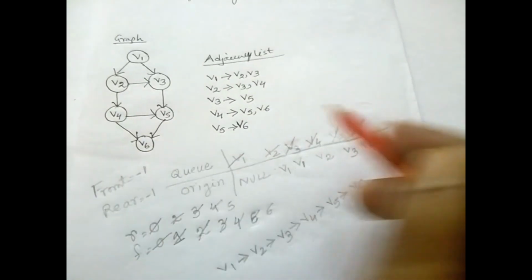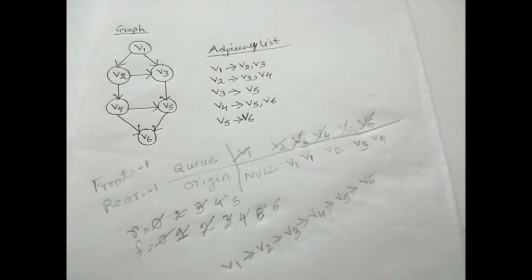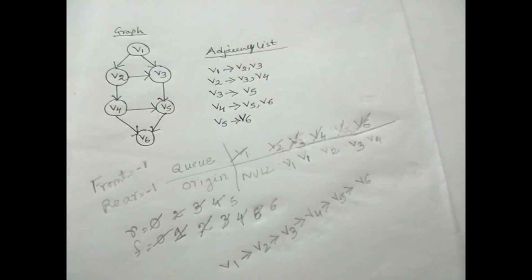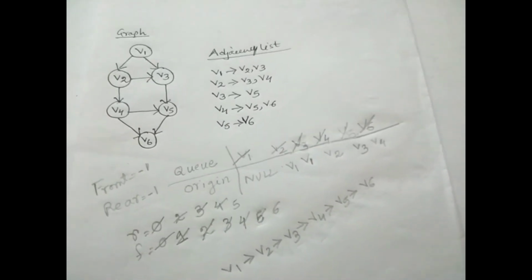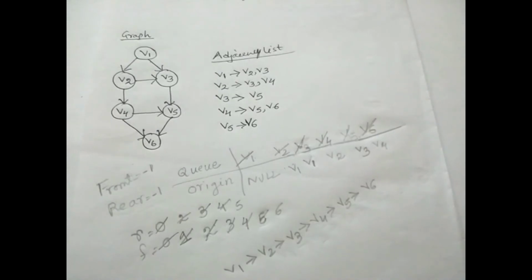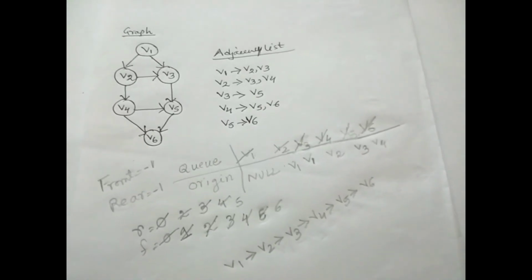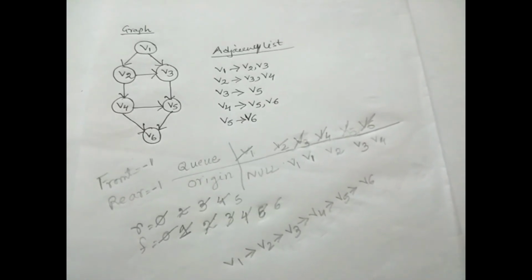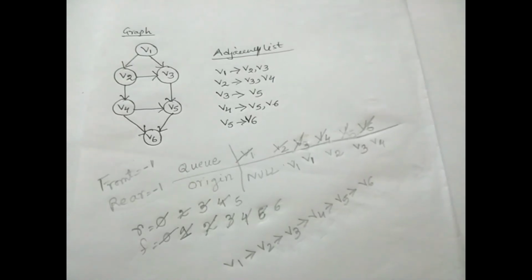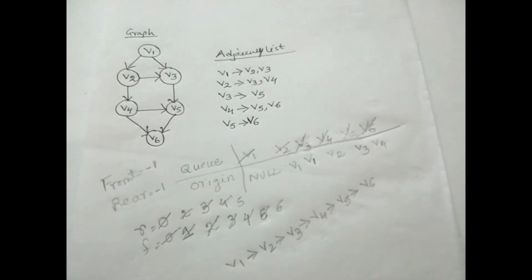Always remember, the complexity of BFS implemented using an adjacency matrix will be big O of V squared, where V means the number of vertices, and when implemented using an adjacency list, it is big O of V plus E, where V means the number of vertices and E means the number of edges.